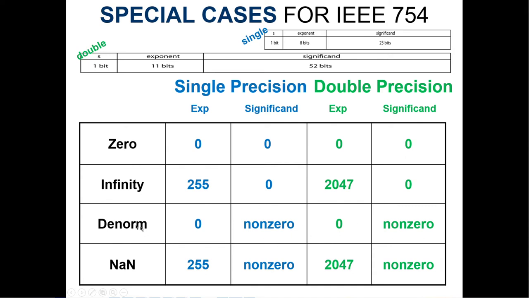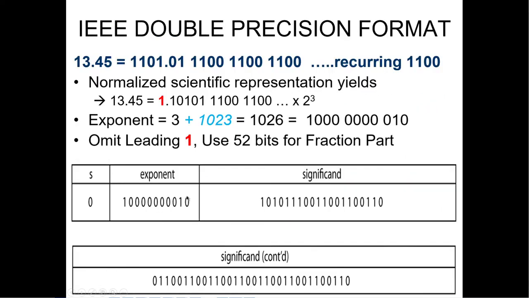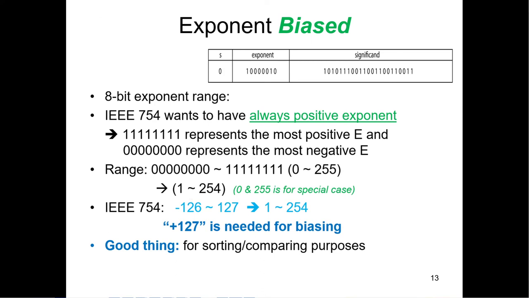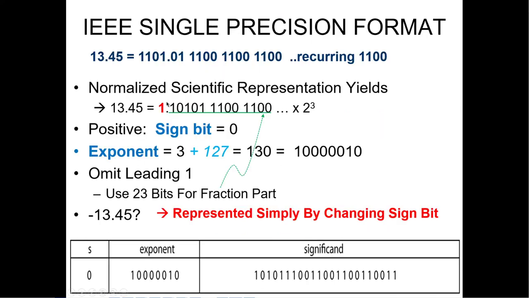Now we have one other special case, and this is what's called a denormalized number. Now remember, we said that normally what we do is we normalize our number. So here's single precision. If we start here, we shift it 1, 2, 3 to the left so that we have 1.101011100, and so forth. So that's normal. When we're denormal, we still shift it, but we have a bunch of zeros. So we don't shift it till there's a zero in front of the decimal point.